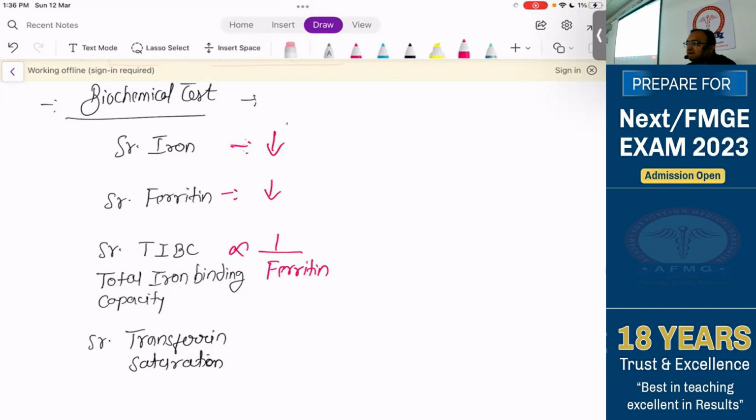Transferrin. Transferrin is the transporter of the iron. So actually it is the capacity of the transferrin. ट्रांसफेरिन आयरन से बाइंड हो पाएगा या नहीं हो पाएगा, ज्यादा बाइंड होगा या कम बाइंड होगा, उसकी कैपेसिटी को मेजर करने का तरीका क्या है? टीआईबीसी. ठीक है, बिकॉज ट्रांसफेरिन को हम डायरेक्टली मेजर नहीं कर सकते ब्लड में, इसलिए हमने उसकी कैपेसिटी को मेजर किया.